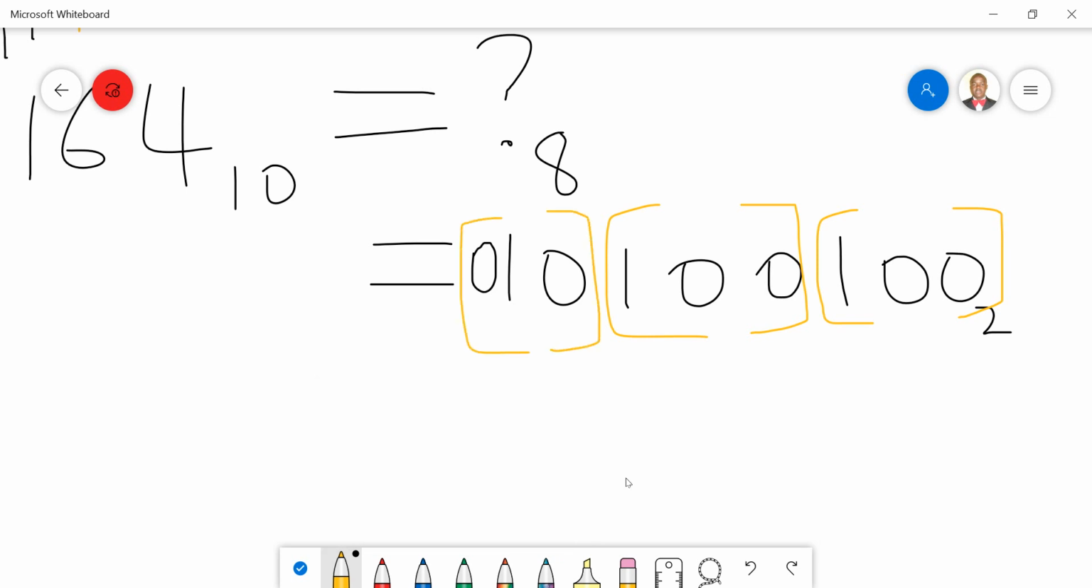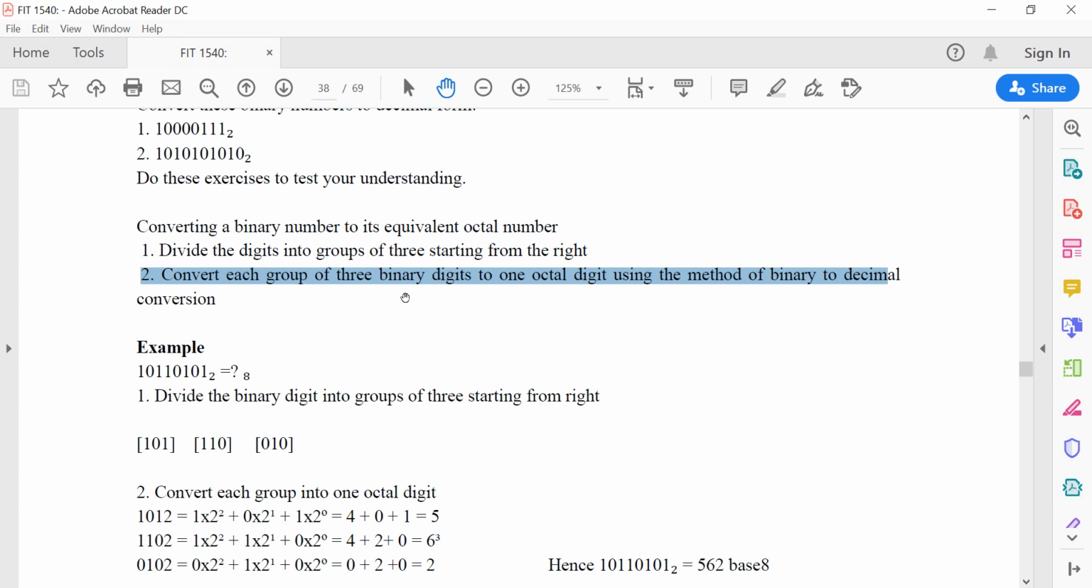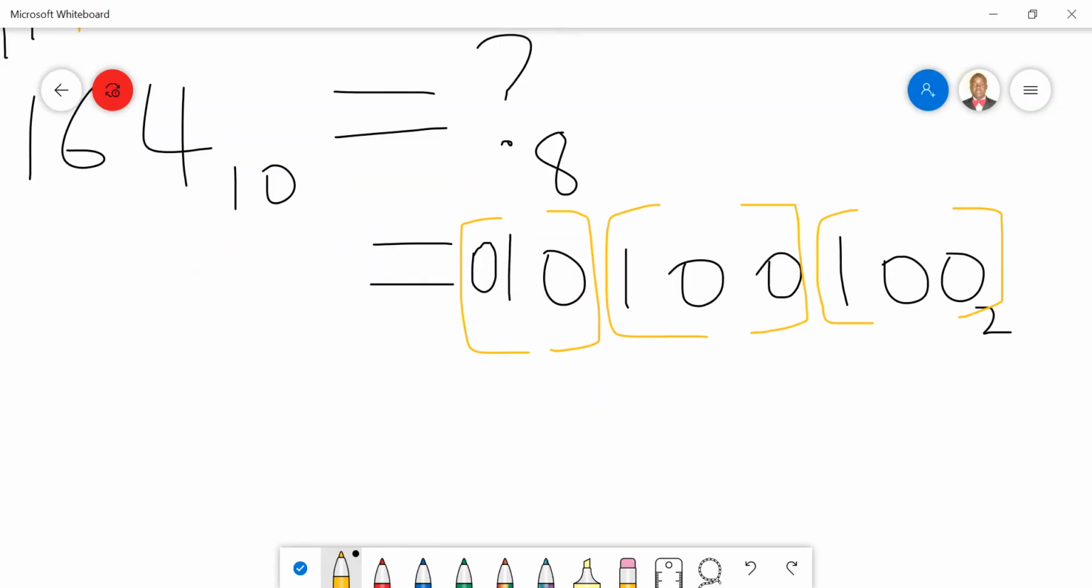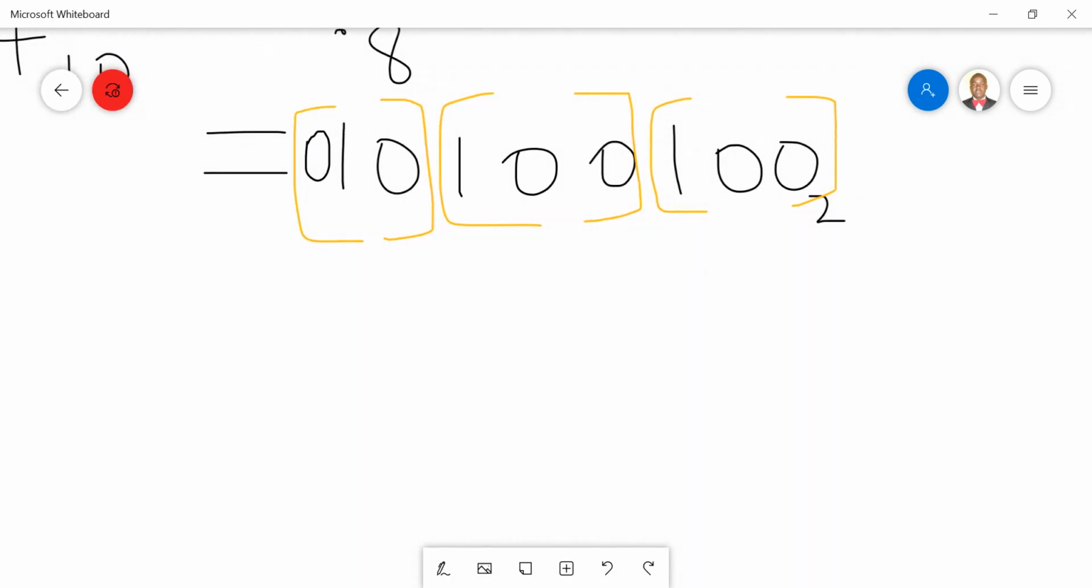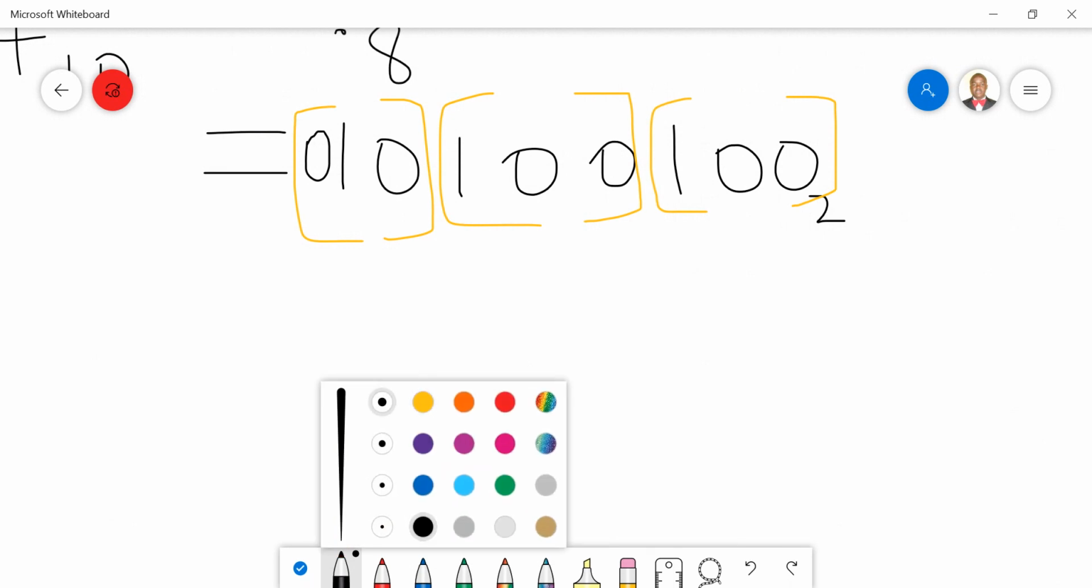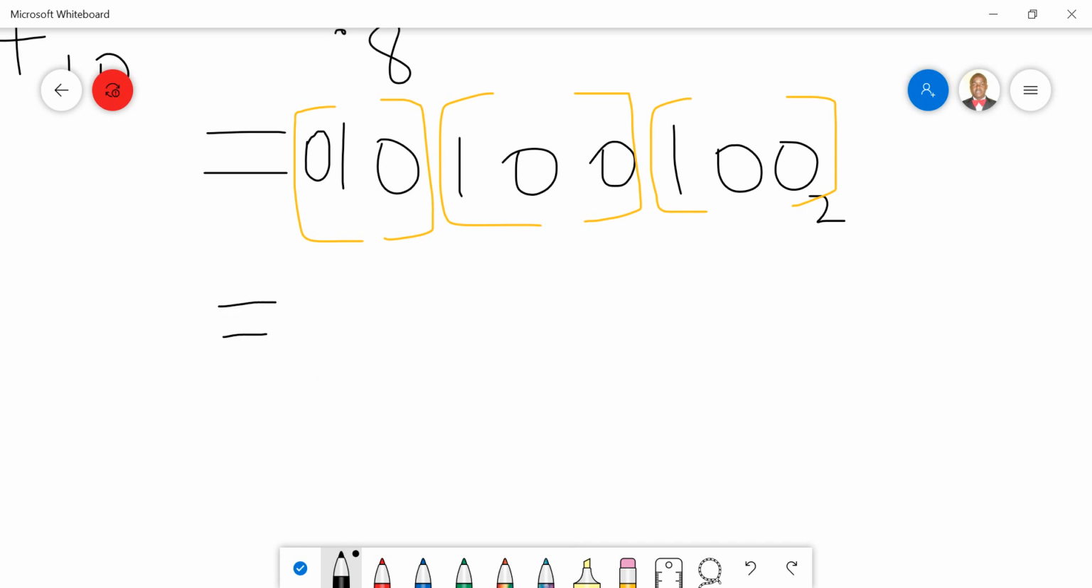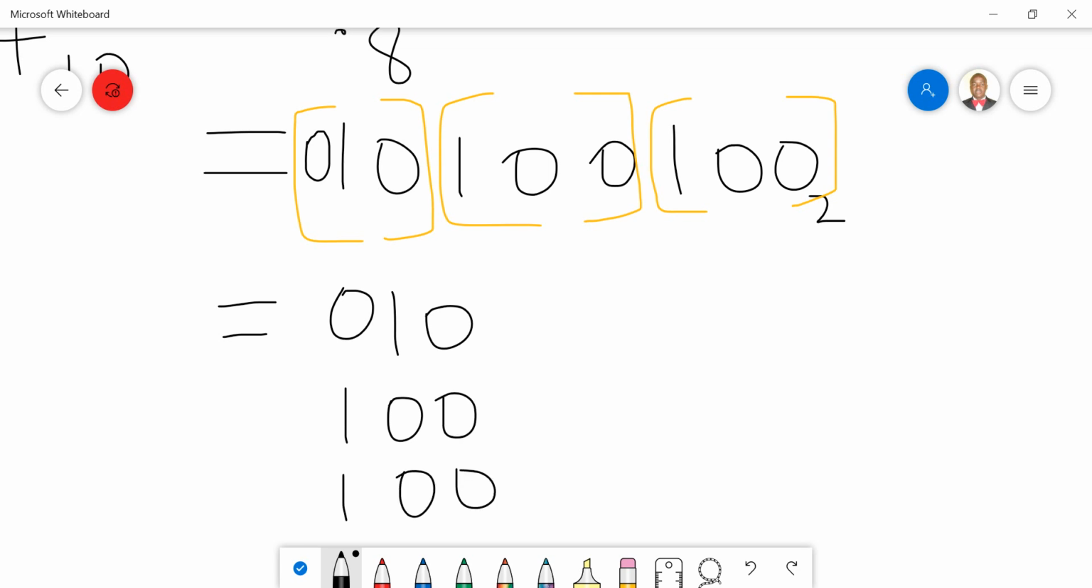So now, after grouping all of them, it says we must convert each group of 3 binary digits to 1 octal digit using the method of binary to decimal conversion. This is what we are going to do now. So each group: the first group is 0, 1, 0. And the second group is 1, 0, 0. And the third group is 1, 0, 0.